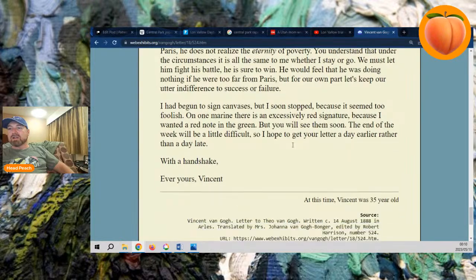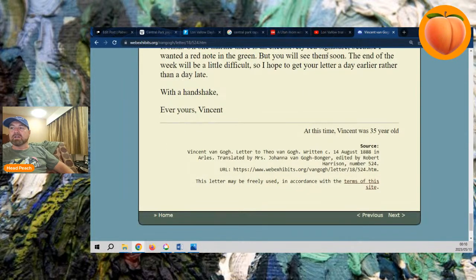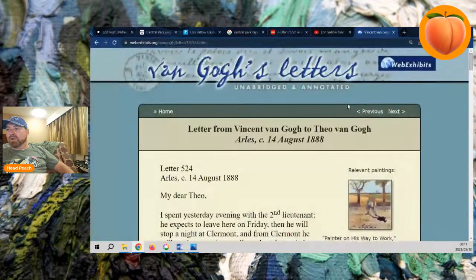Anyway, he goes on to say, "I'd begun to sign canvases, but I soon stopped because it seemed too foolish. On one marine, there's an excessively red signature because I wanted a red note in the green. But you will see them soon. The end of the week will be a little difficult." He's talking about money. "So I hope you get your letter a day earlier rather than a day late. With a handshake, ever yours, Vincent." He's 35 years of age at this point.